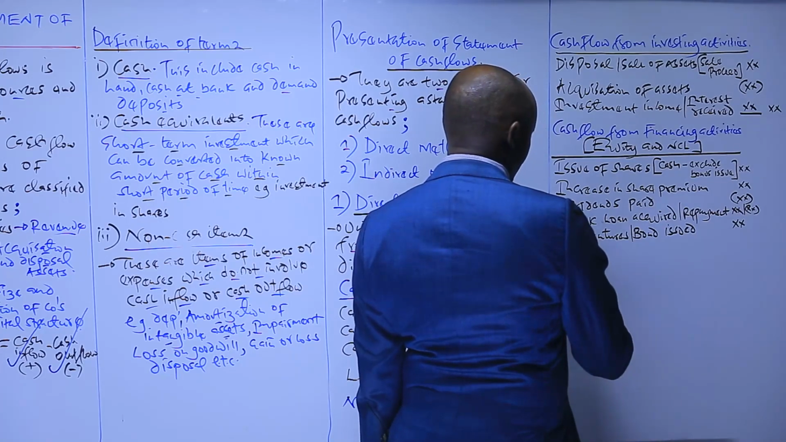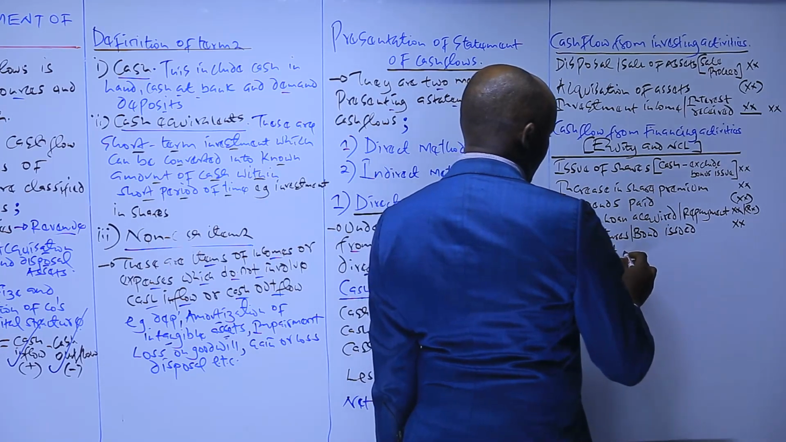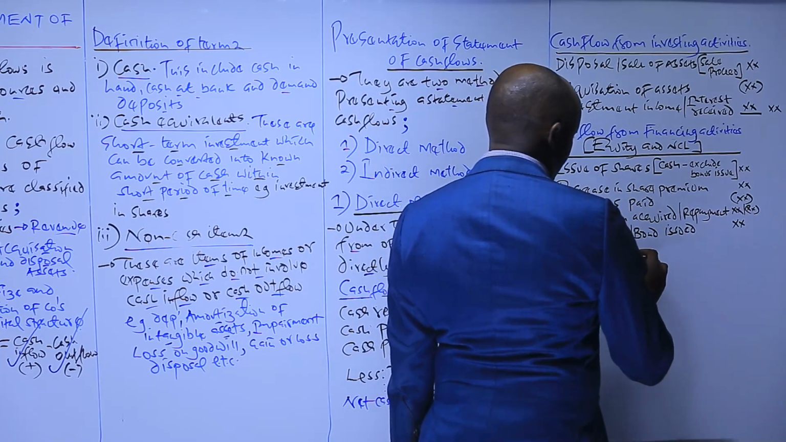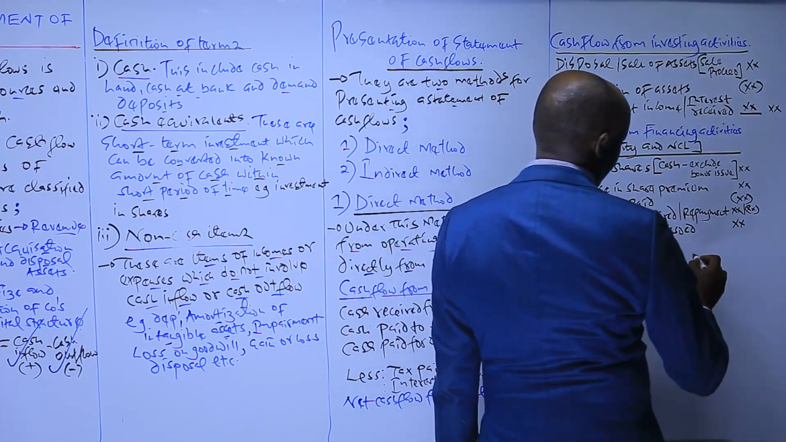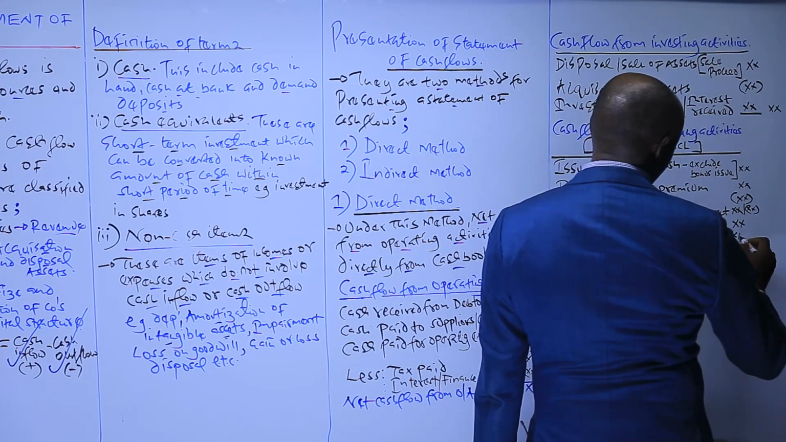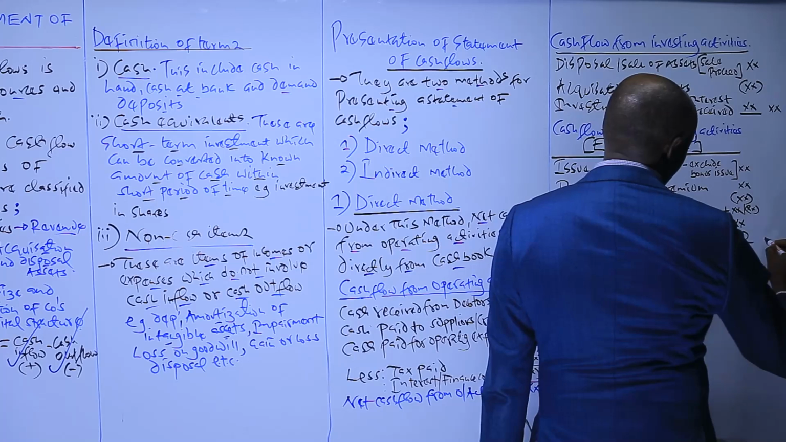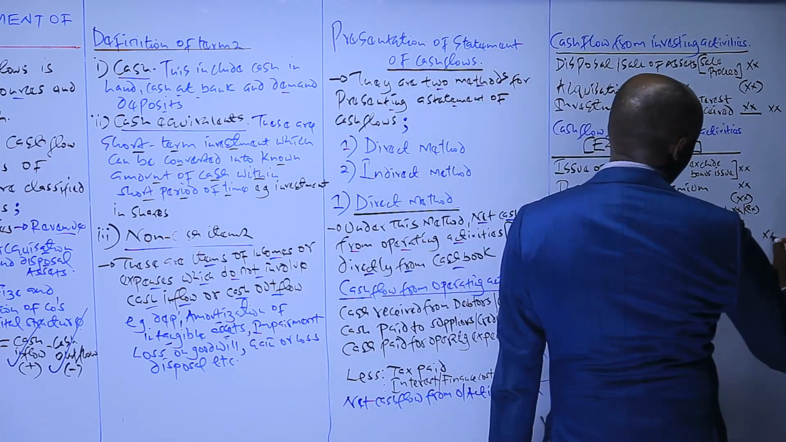Also, we consider any payment made on a finance lease, or basically on a lease. So if the company had leased some asset and paid some lease payment, we also consider that here. And then we get the net amount.